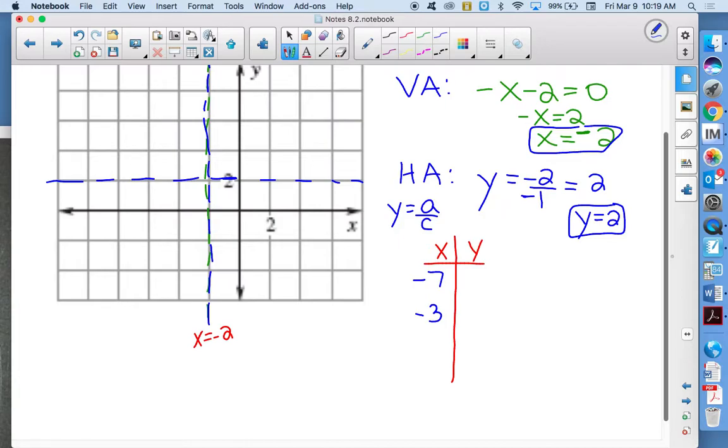And then we need 2 values on the right. So I need values that are bigger than negative 2. If you want to pick, 0 is an easy number to plug in. And then maybe a 3 or a 4 or a 5, something a little farther away from 0. The numbers are up to you. I'm just trying to get you to think about what numbers we should pick. Pick numbers that are a little more spread apart than just 1, 2, 3, 4 right next to each other. So please plug them in.